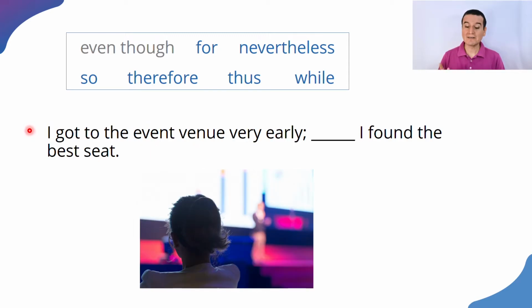I got to the event venue very early. The venue is the place where something takes place, where something occurs. So let's say the stadium, a court, etc. I got to the event venue very early, and then I found the best seat. It is obviously a relationship of cause and effect, and I included here, therefore. Therefore, I found the best seat. You agree? All right.